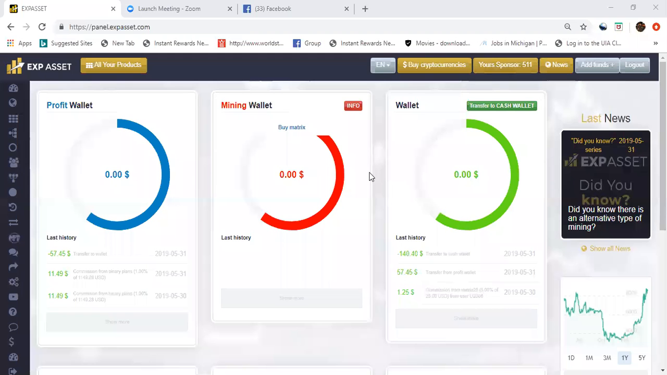Okay, here's your profit wallet right here. This is where you will be seeing the pay, in the blue, not the purple. It's the blue wallet. You will be getting paid there. Like you see, it says zero right here. But when I refresh it, I'm going to have money in there because I know I got paid for Monday.